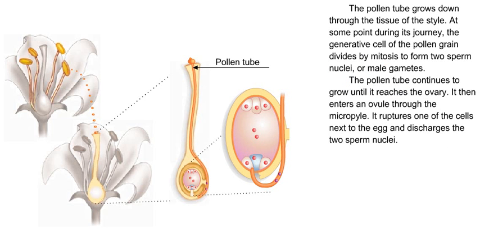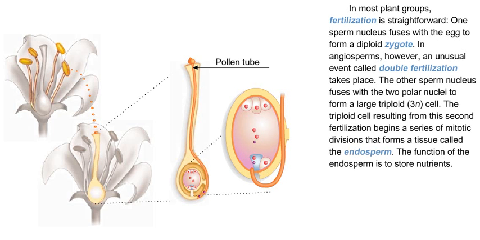It then enters an ovule through the micropyle. It ruptures one of the cells next to the egg and discharges the two sperm nuclei. In most plant groups, fertilization is straightforward. One sperm nucleus fuses with the egg to form a diploid zygote.